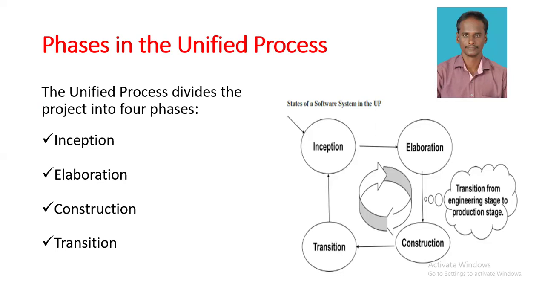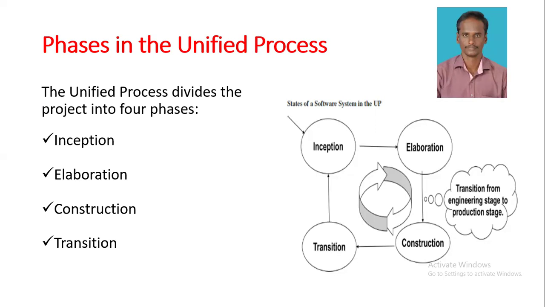The next one is elaboration. The elaboration phase has objectives like a refined vision, because already in the inception phase we have an approximate vision, so in the elaboration phase we have to refine the vision. The next objective is iterative implementation of the core architecture. The next objective is resolution of high risks. And the next is identification of most requirements and scope, then more realistic estimates.